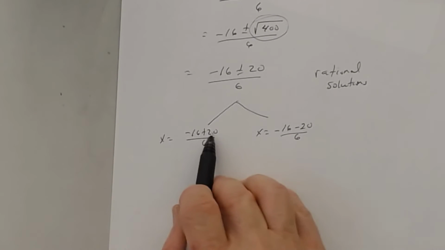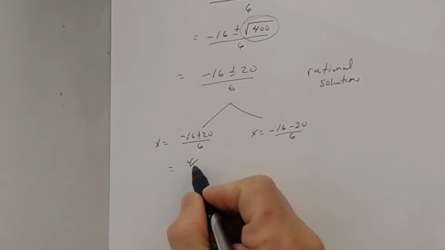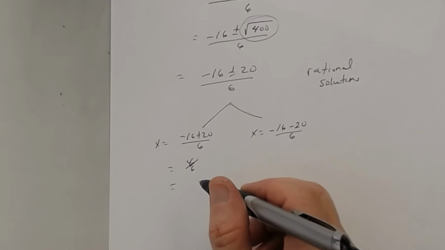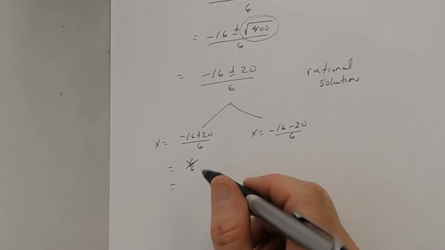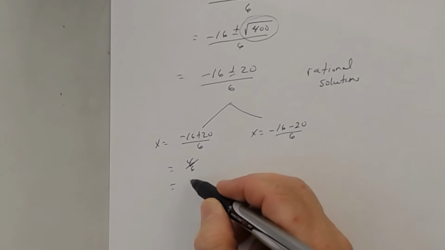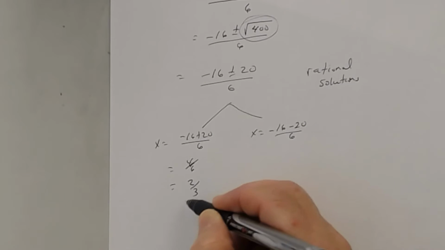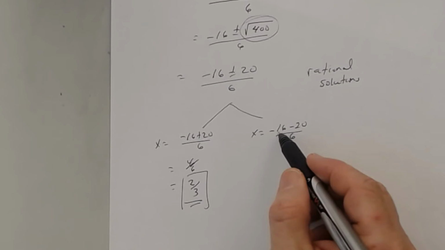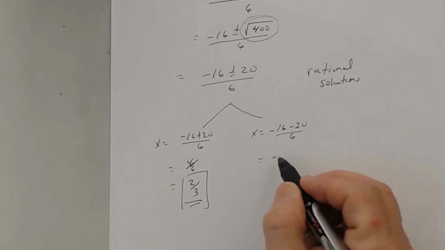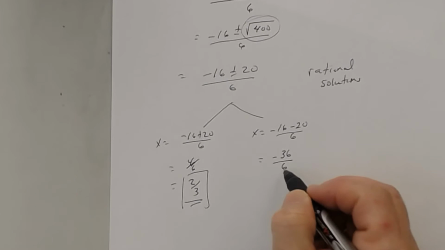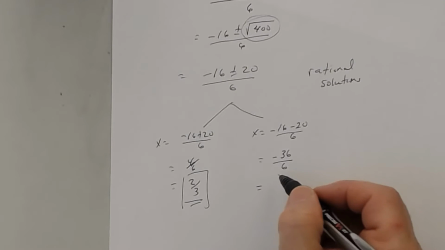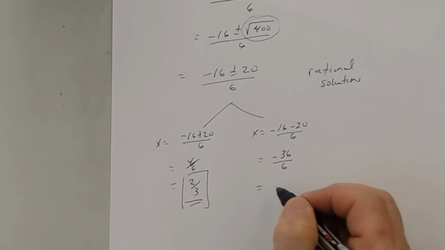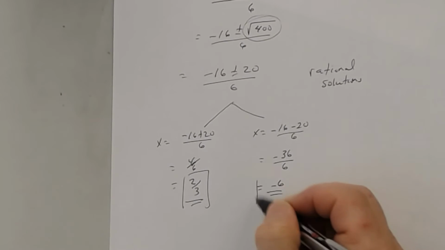What's negative 16 plus 20? 4/6. And if you left it as 4/6, if you got to that point and left it as 4/6, I'd give you full credit. But you know that 4/6 reduced is what? 2/3. That's one of your solutions. Okay, over here, what's negative 16 and a negative 20? Negative 36. And what's negative 36 divided by 6? Now, I expect you to rewrite that. Don't leave it like that. Negative 6. So those are your two solutions.